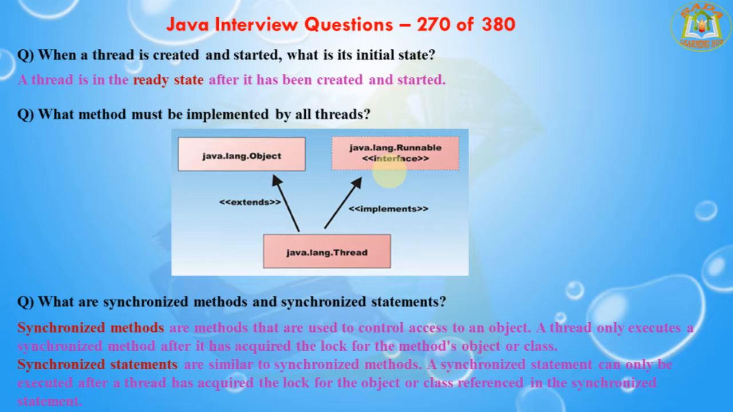The next question is, what are synchronized methods and synchronized statements? Synchronized methods are methods that are used to control access to an object. A thread only executes a synchronized method after it has acquired the lock for the method's object or class. Synchronized statements are similar to synchronized methods. A synchronized statement can only be executed after the thread has acquired the lock for the object or class referenced in the synchronized statement.